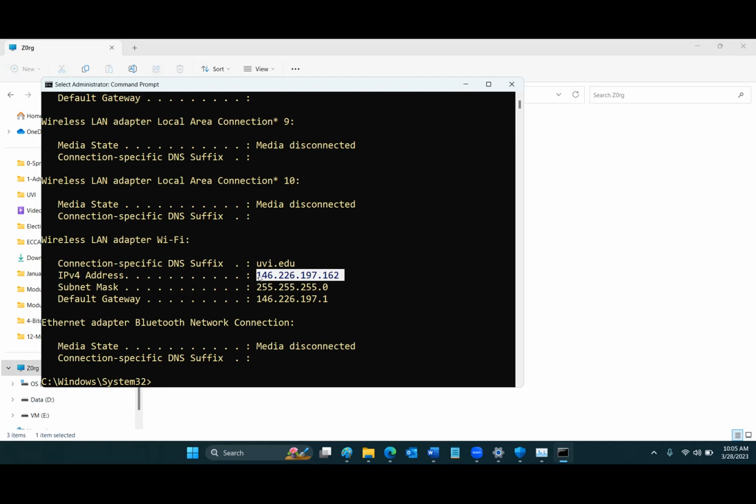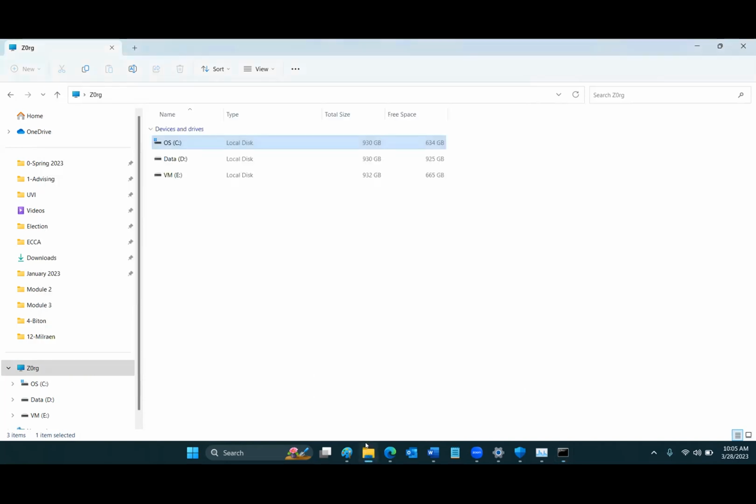So I have 146.226. I'm going to highlight this, press Control C, and the highlight disappears, which means that value is stored in memory. Then I'm going to simulate that I'm on another machine and attempt to connect to myself. Everybody with me so far? Everybody see Data sitting here? That's actually the first logical volume of a 2 terabyte physical disk. But I'm going to pick on Data for a second. So everybody remember D.